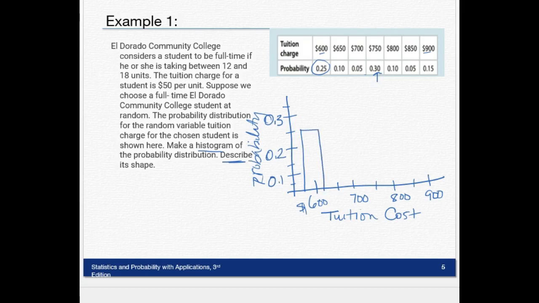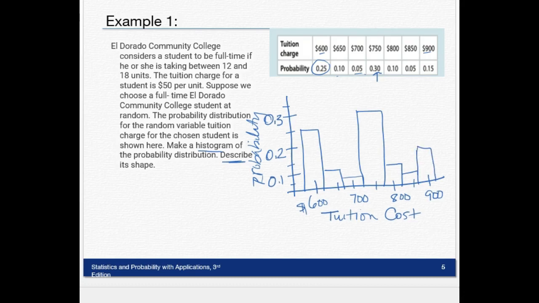650 is 0.1. 700 is 0.0 here. 750 is 0.3. 800 is 0.1. 850 is 0.05. And then 900 is 0.15.